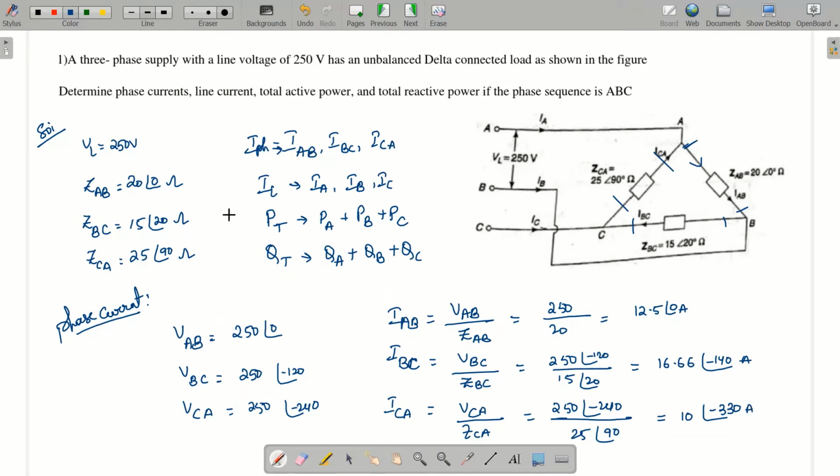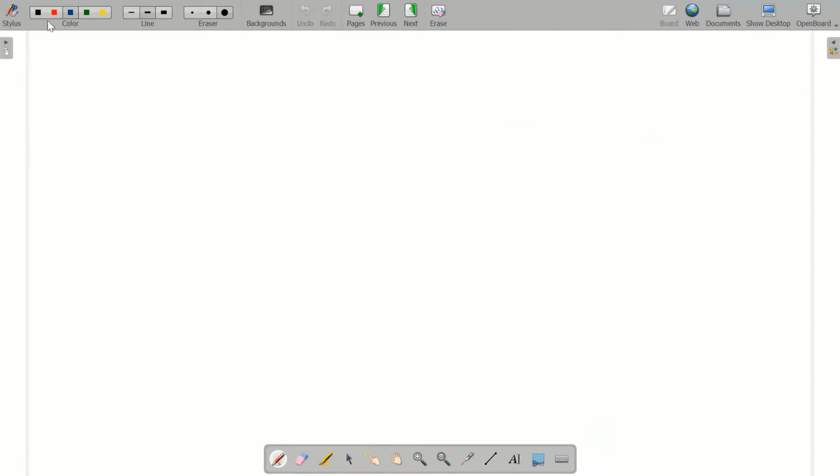Then it is easy to find the line current. How are we going to find the line current? Apply KCL at this node, and you will get IA equal to IAB minus ICA. ICA is flowing in this direction and IAB in this direction. Just apply KCL at this node and you can find the value of the line currents. Okay, we will do it on the new page.